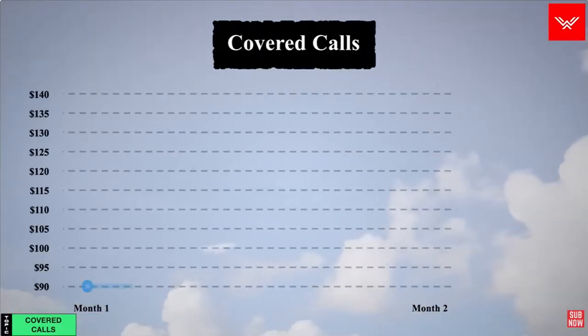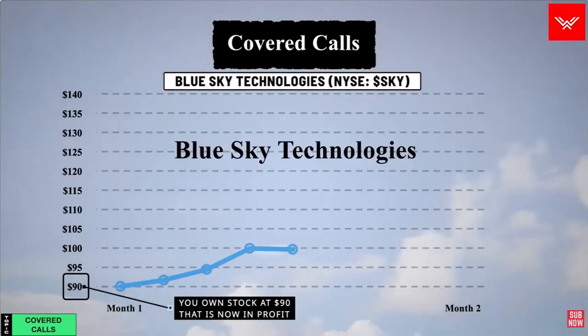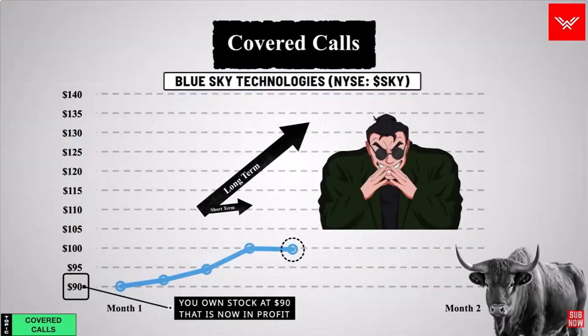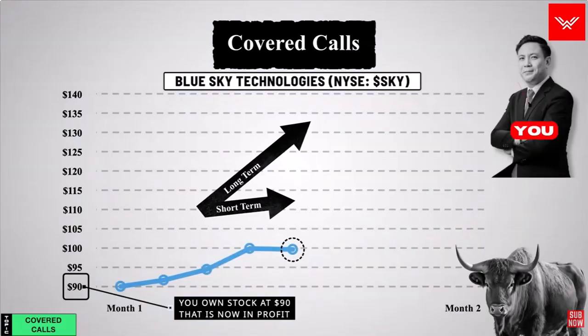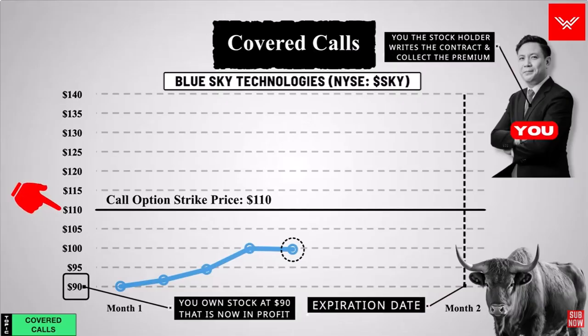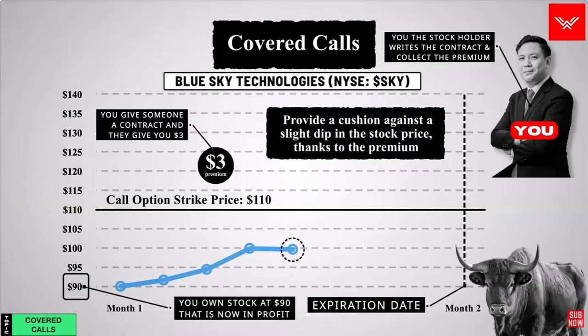Here's how it works. Imagine you own shares of a company called Blue Sky Technologies, currently trading at $100. You're bullish on the company's long-term prospects, but don't expect significant price movement in the short term. To capitalize on the stagnation, you decide to write, or sell, a call option on Blue Sky Technologies with a strike price of $110, expiring in 1 month, for which you receive a premium of $3 per share. The beauty of covered calls lies in their ability to provide a cushion against a slight dip in the stock price, thanks to the premium you pocket.